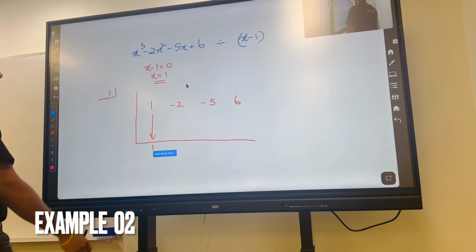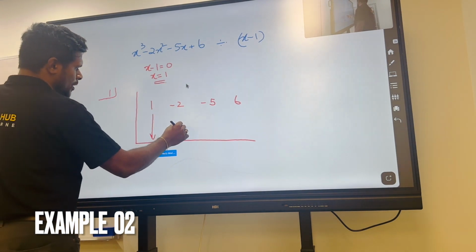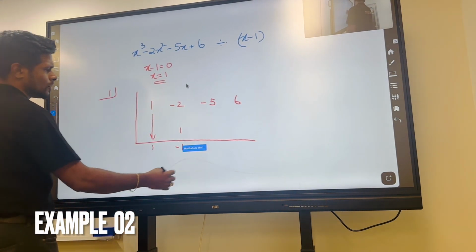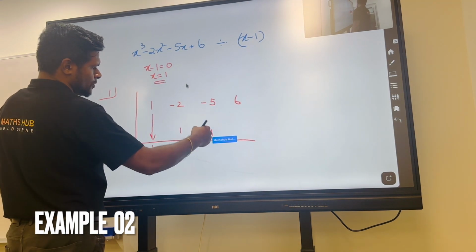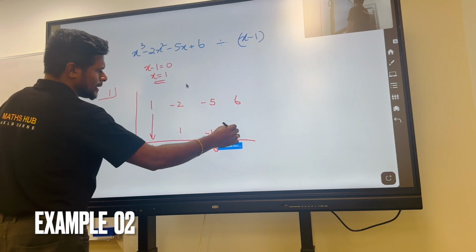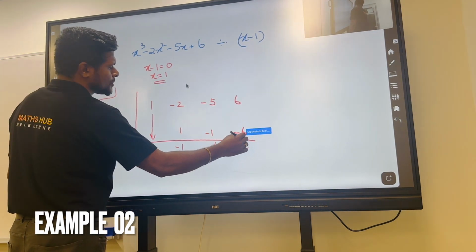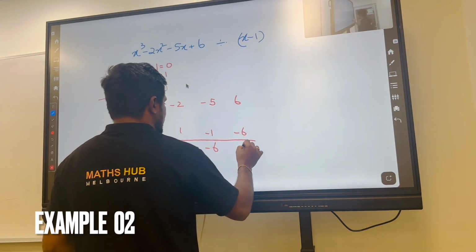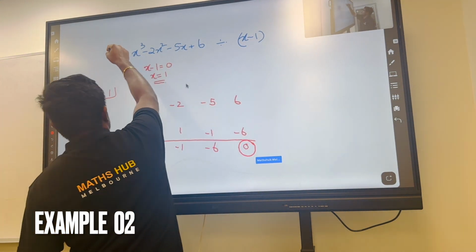Drop this one. So 1 times 1 is 1. We add this one, negative 1. Negative 1 times 1 is negative 1. So we add this one, negative 6. Negative 6 times 1 is negative 6. That's a 0. So no remainder. So we can say it's a factor of this polynomial, right?